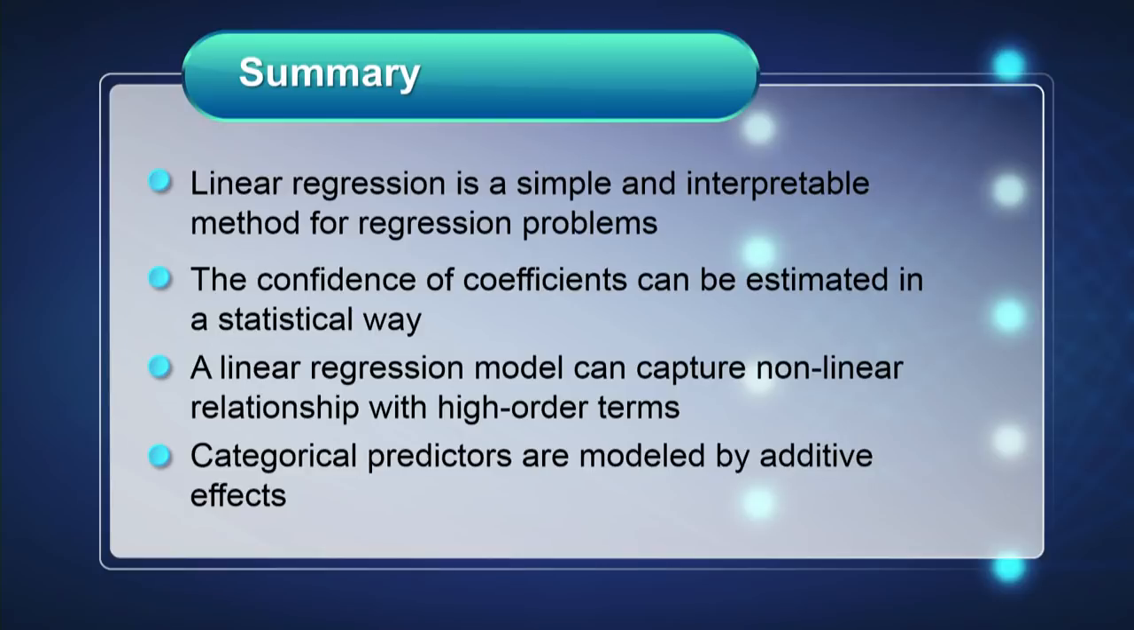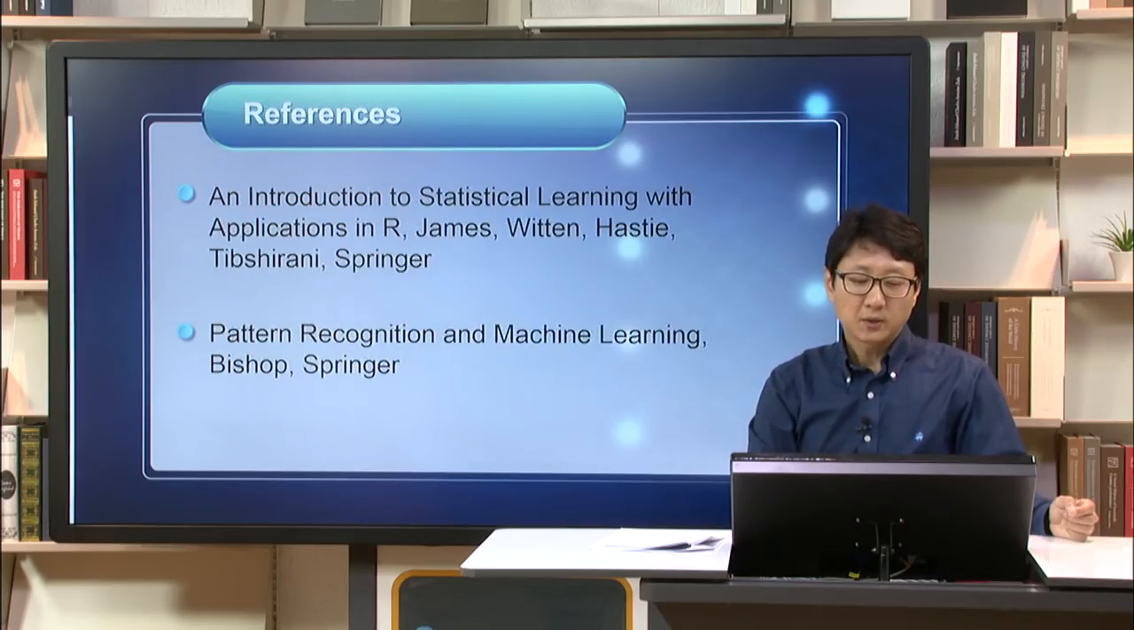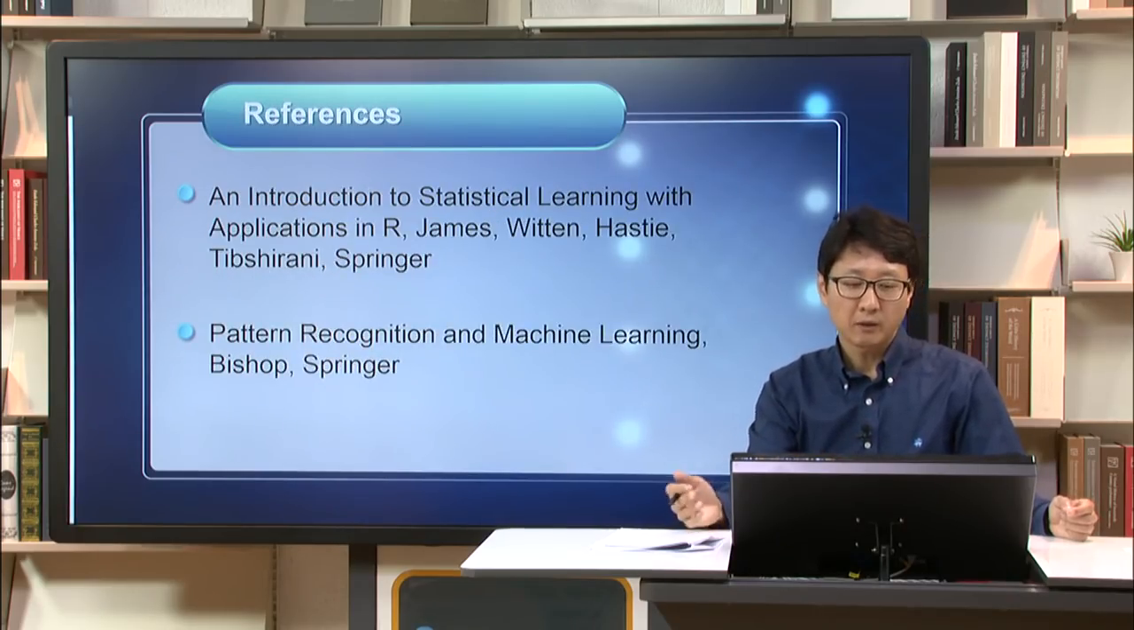Okay, so here is a summary. Linear regression is a simple and interpretable method for regression problems. The confidence of coefficients can be estimated in a statistical way. Also, a linear regression model can capture non-linear relations with higher order terms, and categorical predictors are modeled by additive effect. Here are some references you may want to see for more.